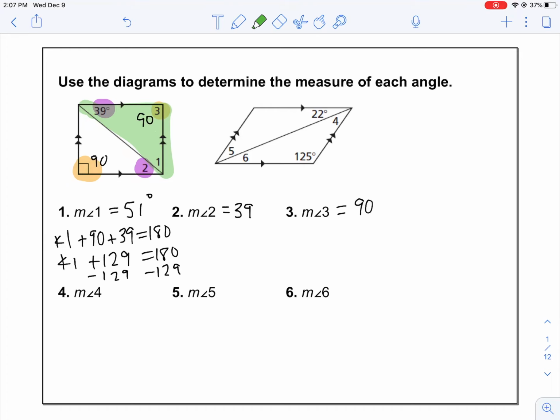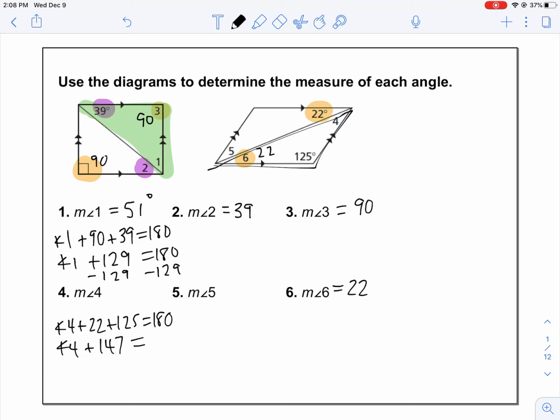Interesting. I don't know about angle 5 either. But I do know since these are alternate interiors, these should be equal. So that's going to give us 22 degrees. And now I can find angle 4 because this is a triangle right there. So angle 4 plus 22 plus 125 should equal 180. So that's angle 4 plus 147, minus 147. And we get that angle 4 is 33. Well, since this is 33, and these are alternate interiors, 5 should also be 33.